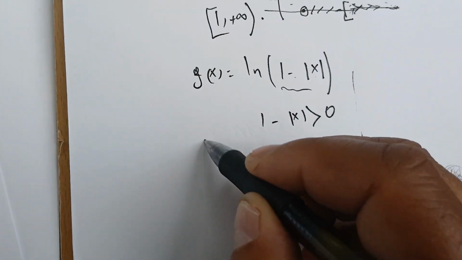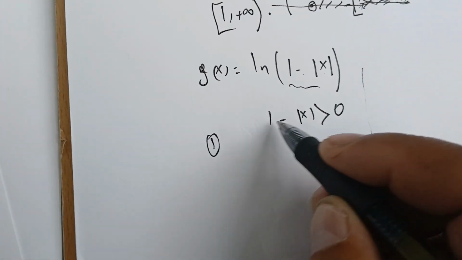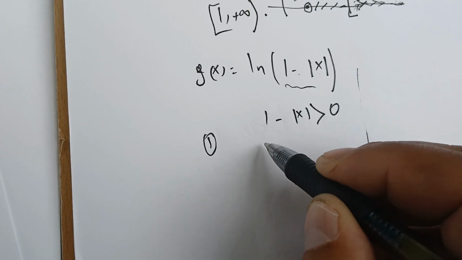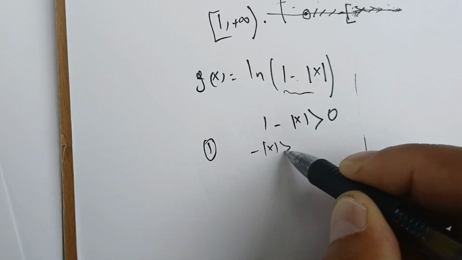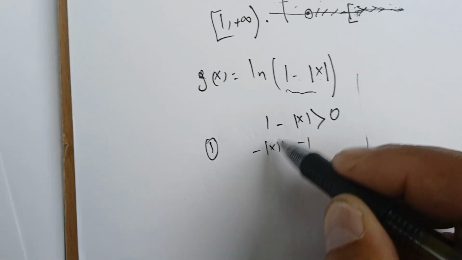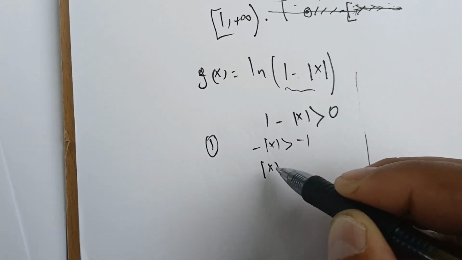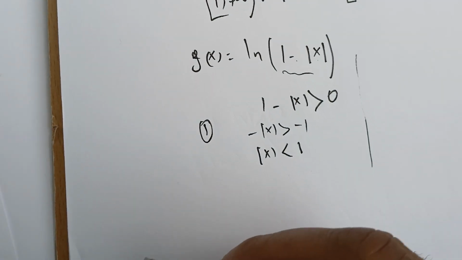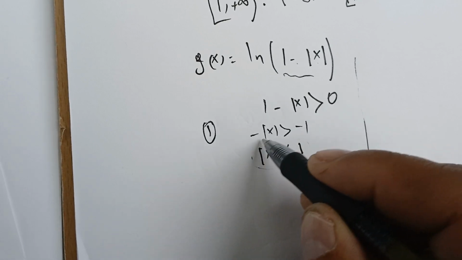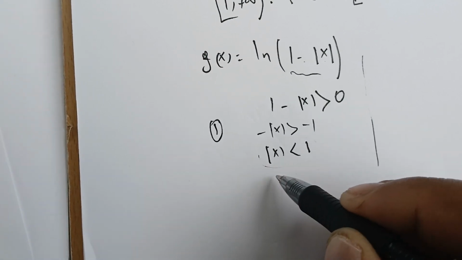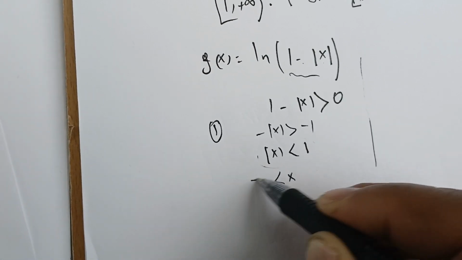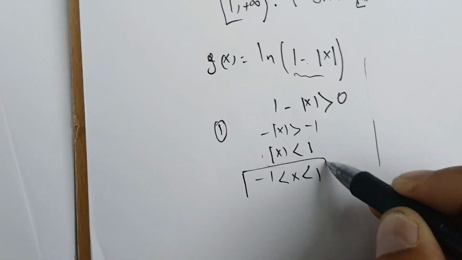Let's do this first way. The first way is we add minus 1 to both sides. We get minus the absolute value of x is bigger than minus 1. And we multiply by a negative 1. We get the absolute value of x is less than 1. And what are the values of x that are less than 1? It's those values that are between minus 1 and 1 strictly.